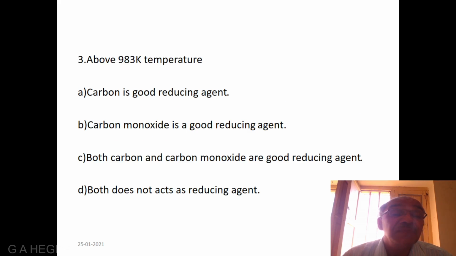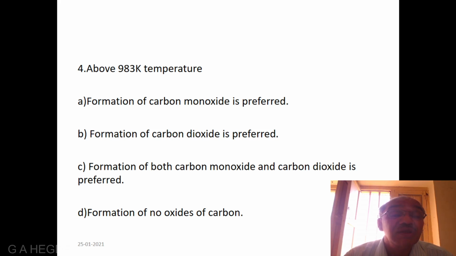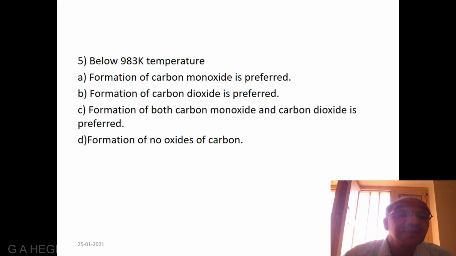The third question, above 983 Kelvin temperature, the answer is A. Carbon is a good reducing agent. The fourth one, above 983 Kelvin temperature, the answer is A. Formation of carbon monoxide is preferred. The fifth one, below 983 Kelvin temperature, the answer is B. Formation of carbon dioxide is preferred.